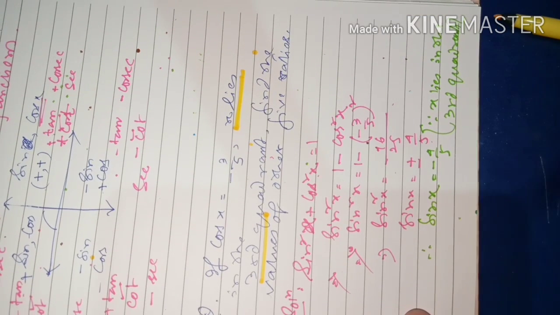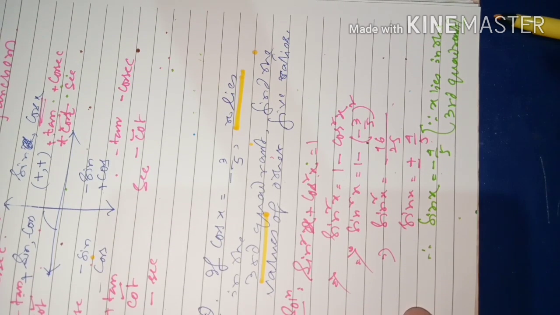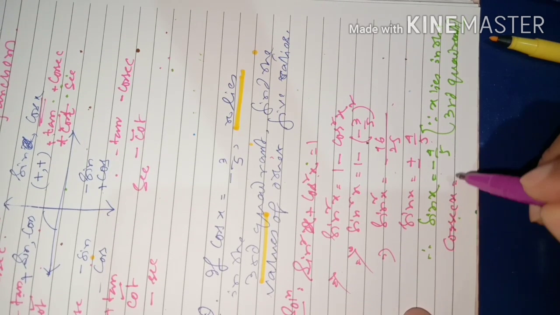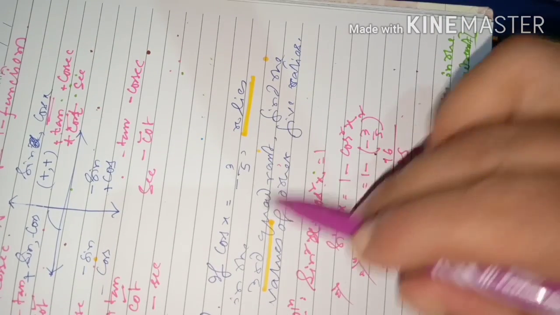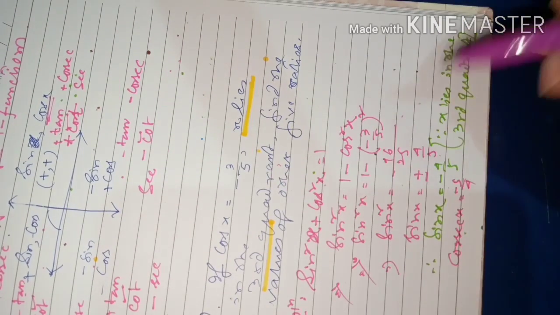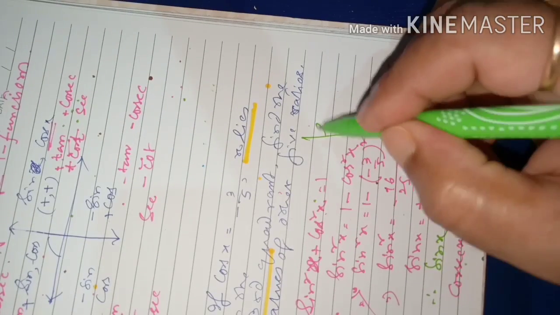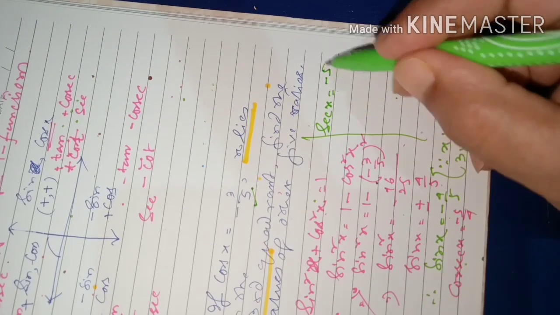We got sine. Now we will find cosec. Cosec will also be negative, the reciprocal of this: cosec x is equal to minus 5 by 4. Then sec x will be just the reciprocal of cos, that is minus 5 by 3.